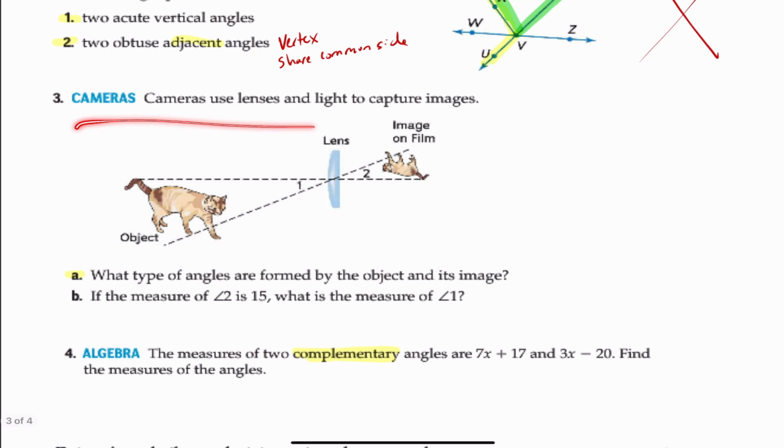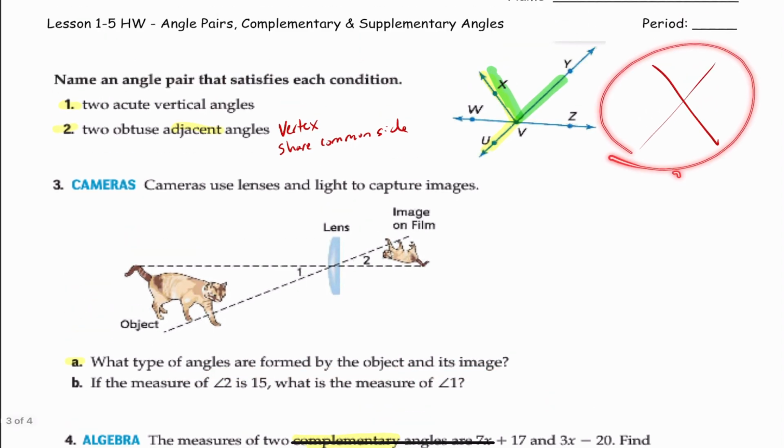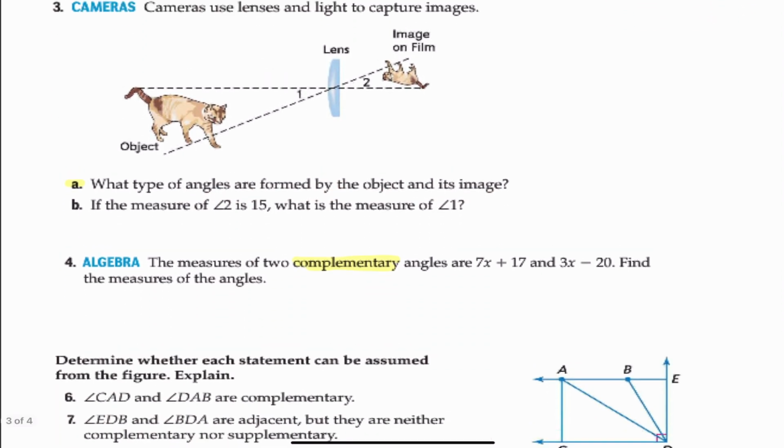Okay. Number 3, cameras use lenses and light to capture images. Got a beautiful X right there. So what does that mean? What type of angles are formed by the object and its image? And this is the hint right here. So go ahead and put that in. And then what does that mean for B? If the measure of angle 2 is 15, what is the measure of angle 1? So here's angle 1, here's angle 2. If angle 2 is 15, how long is angle 1?